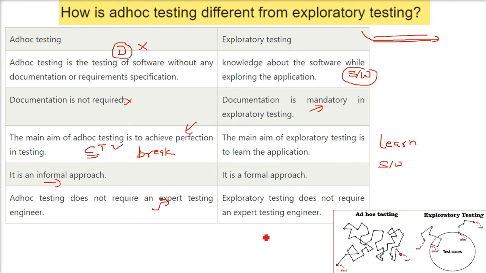Exploratory testing does not require an expert testing engineer either, because this is a learning curve. Anybody can do exploratory testing. It is just learning about what is happening in the software through testing. So this is the difference between ad hoc and exploratory testing. This is the way exploratory is. This is the way. Oh, from here, this is the new way. So we start learning.